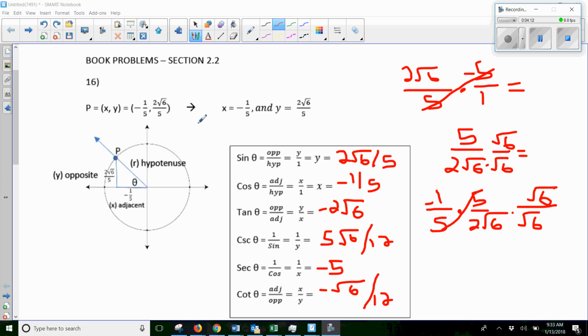So this is how you do problem 16. You have a similar homework problem. Hope that helps.